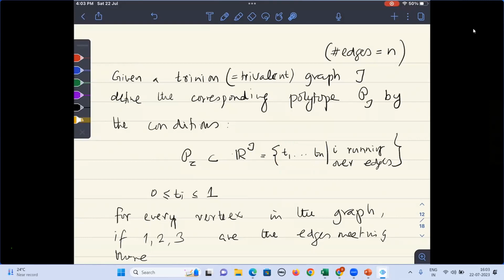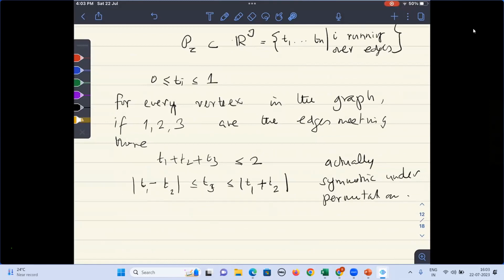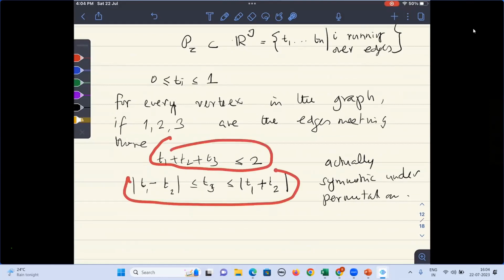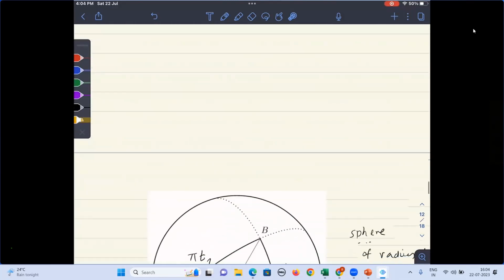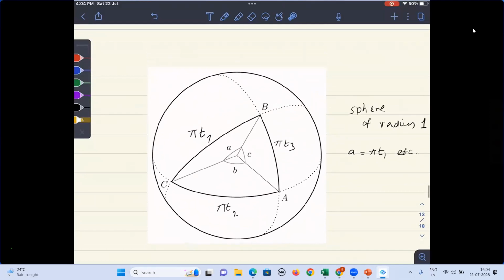One constraint is very easy. The polytope must be contained in the hypercube in R^n, where each coordinate runs between 0 and 1. But the non-trivial constraints correspond to vertices of the trivalent graph, namely the three for each vertex. The variables associated to the edges that meet there must add up to less than or equal to 2, and they must satisfy this triangle inequality. Geometrically, this means that pi times T1, pi times T2, and pi times T3 correspond to the sides of a spherical triangle drawn on a sphere of radius 1.